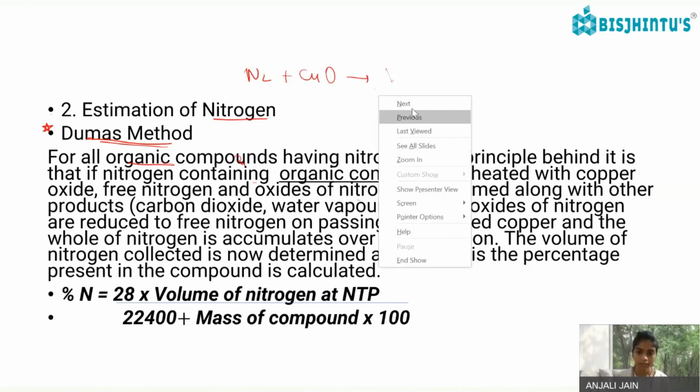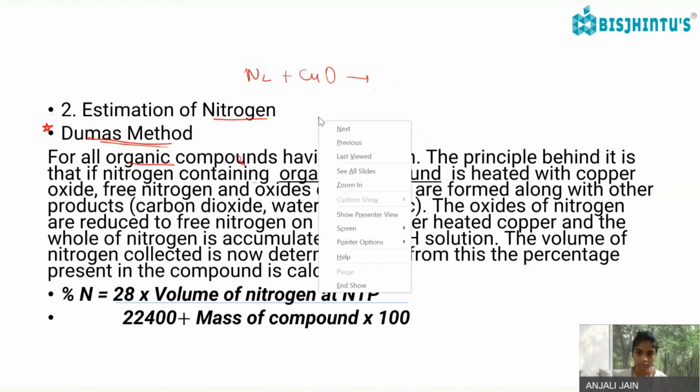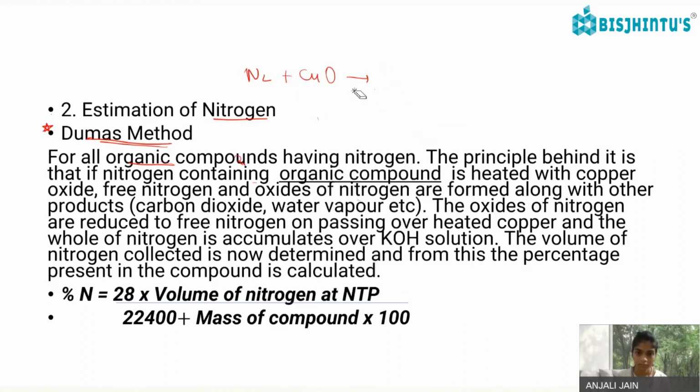Okay, so then free nitrogen and oxides of nitrogen. Oxides of nitrogen can be NO2, nitrogen dioxide, N2O, dinitrogen oxide, NO3. Okay, like this. This is nitrogen dioxide, this is dinitrogen oxide.